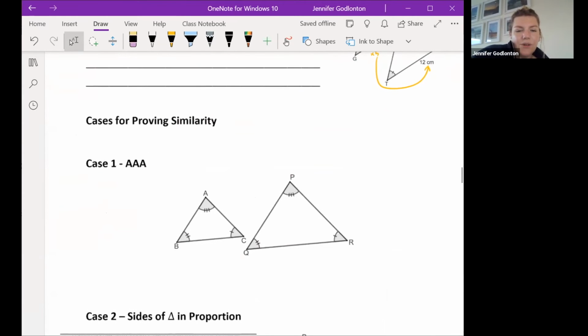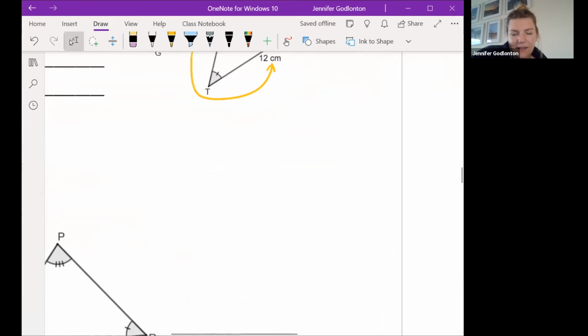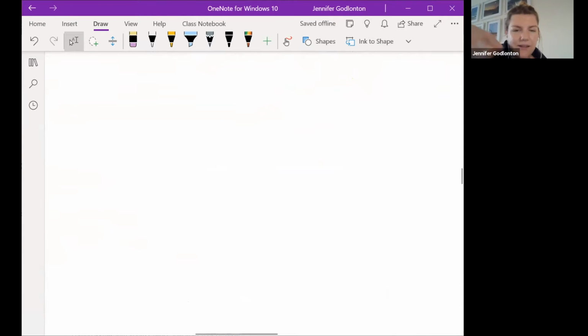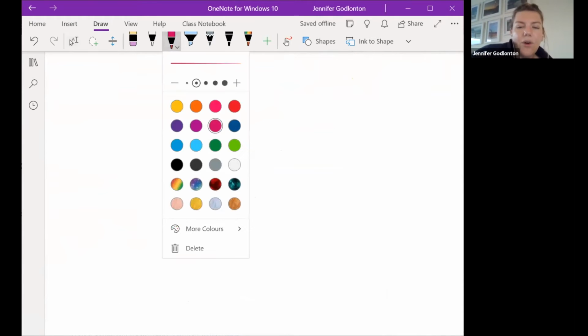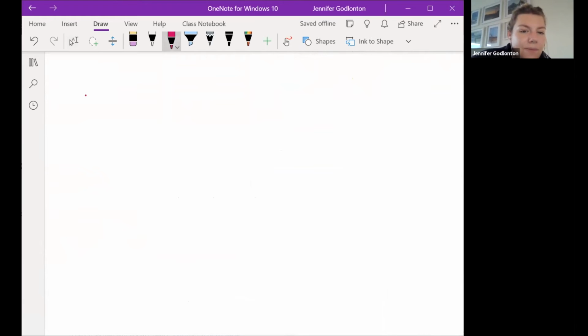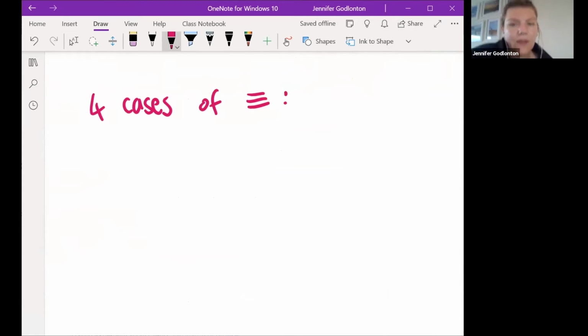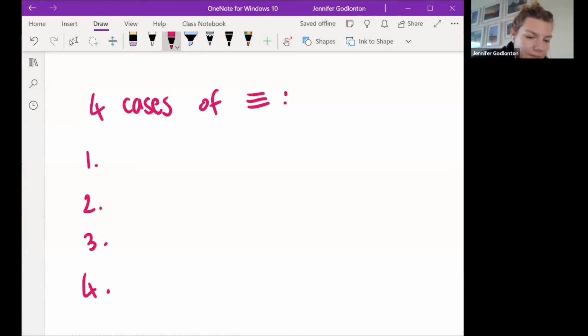Okay, so before we look at those cases, let's just move to the right-hand side. Let's just make ourselves some space over here. When we were looking at congruency, we had 4 cases. Let's actually just write that out. We had 4 cases of congruency. Okay, what were those 4 cases? What were our 4 cases of congruency?